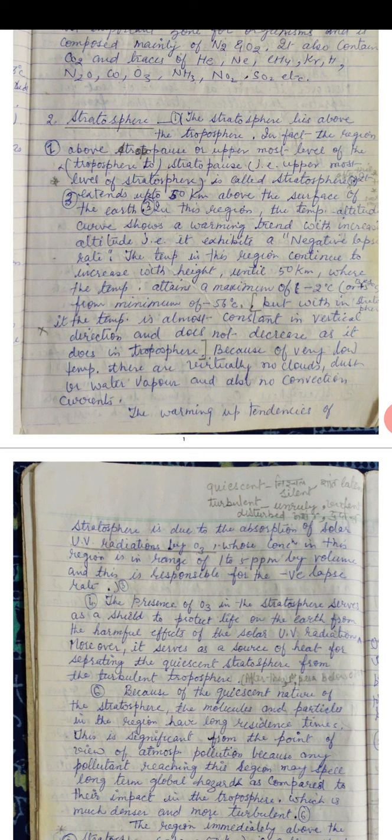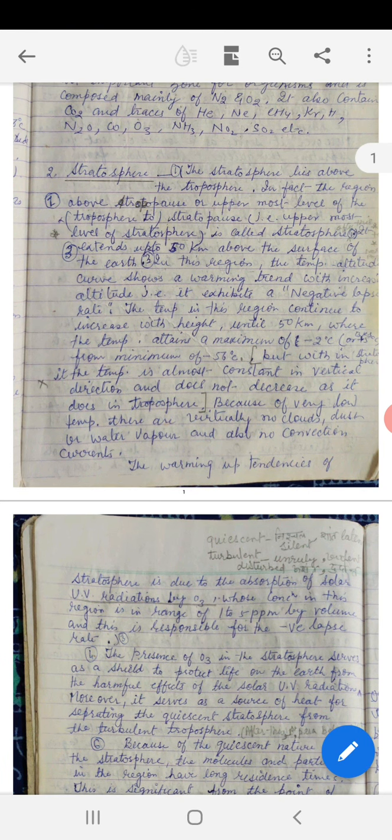Because of the quiescent nature of the stratosphere, the molecules and the particles in the region have long residence times. This is significant from the point of view of atmospheric pollution, because any pollutant reaching this region may spell long-term global hazards as compared to their impact in the troposphere, which is much denser and more turbulent.